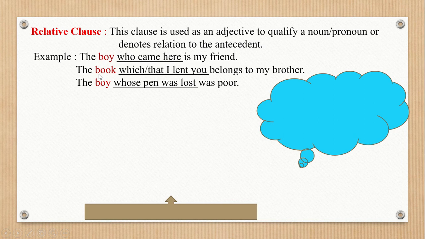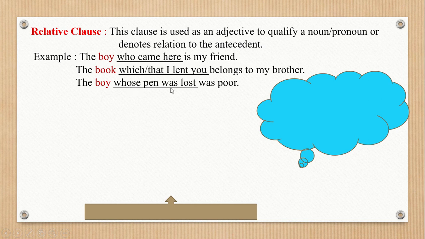In the second example, the book which or that I lent you belongs to my brother. Here book is the antecedent and which or that I lent you is the relative clause, and here it is a post modifier. The boy whose pen was lost was poor. Here this underlined part is a post modifier.